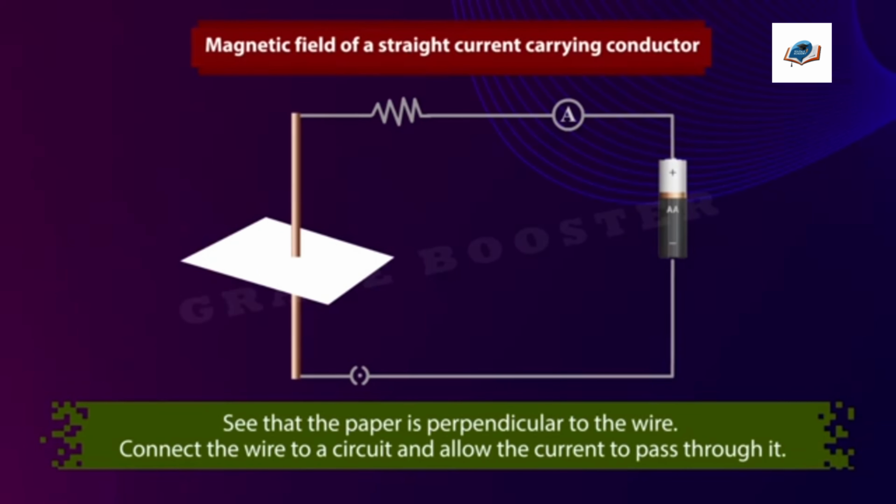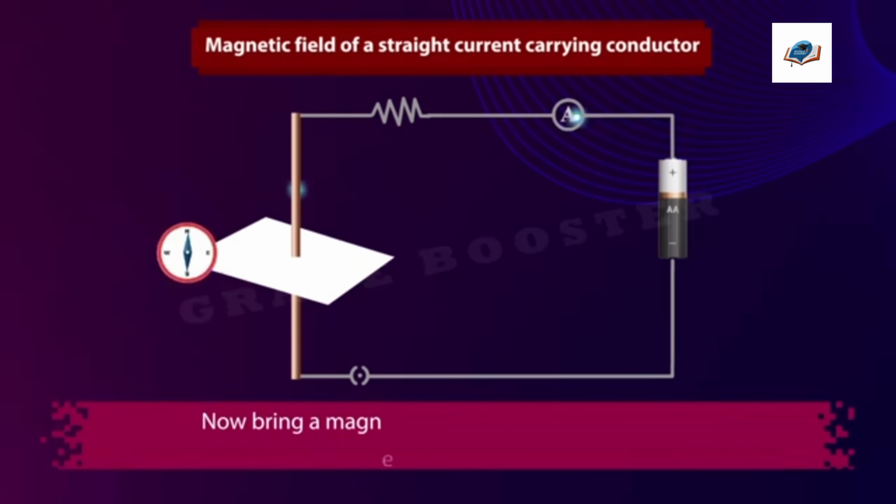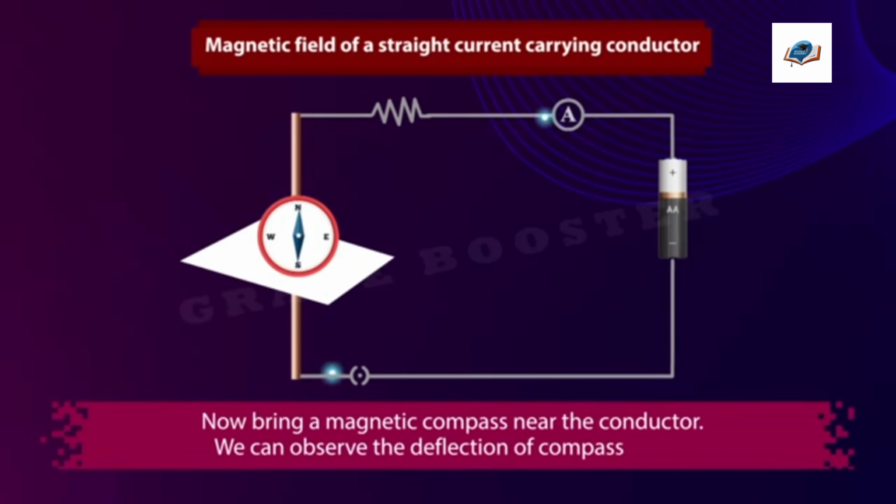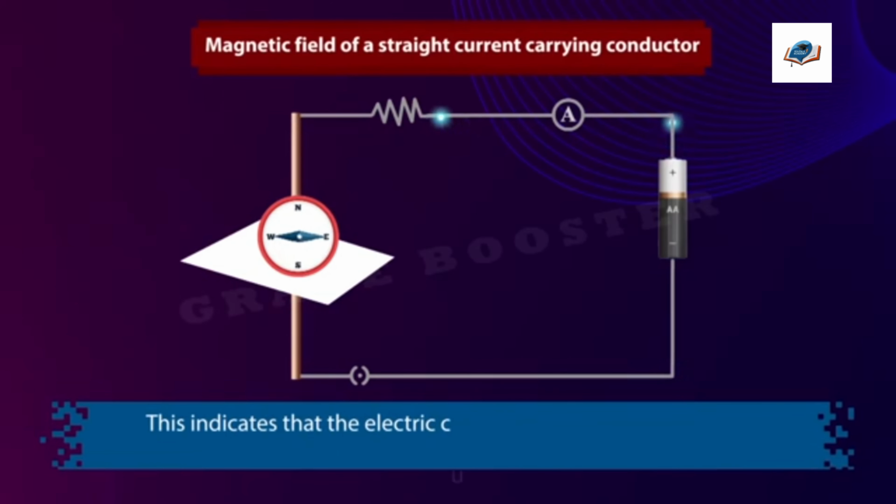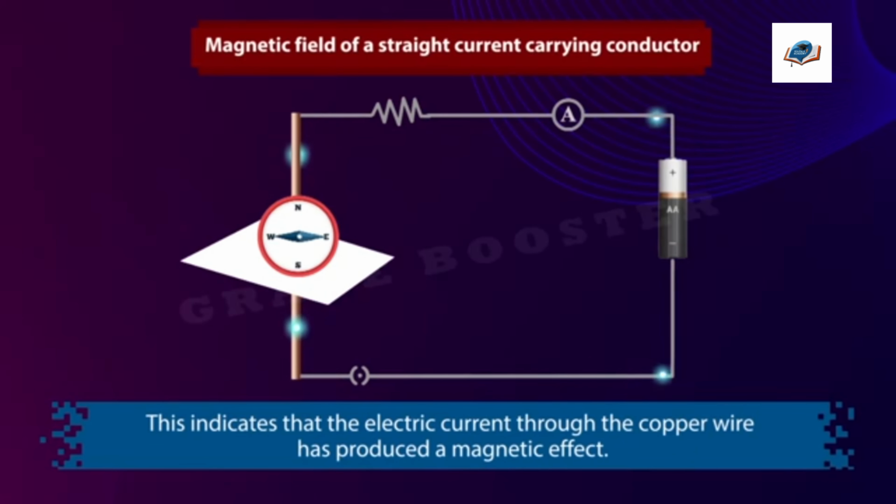Connect the wire to a circuit and allow the current to pass through it. Now, bring a magnetic compass near the conductor. We can observe the deflection of the compass needle. This indicates that the electric current flowing through the copper wire has produced a magnetic effect.